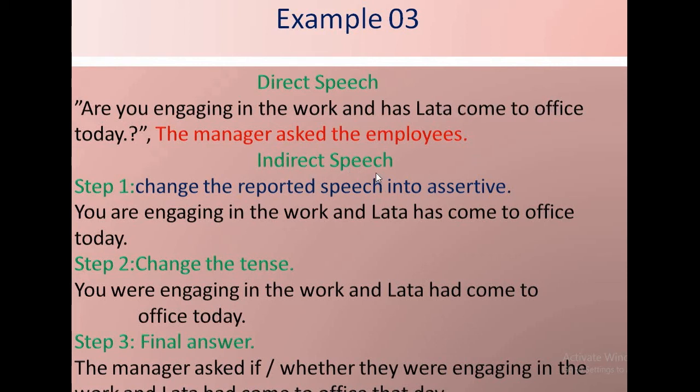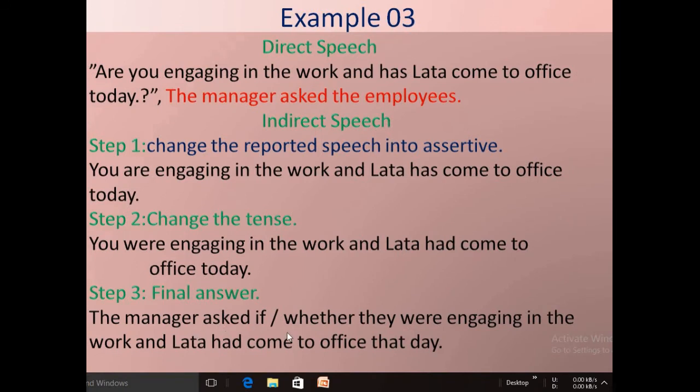What is the indirect speech? Let us see. Step number 1, change the reported speech into assertive. Here, you are engaging in the work and Lata has come to office today. There are 2 tenses in this reported speech. First one is present continuous tense. Another is present perfect tense. Step number 3, final answer. The manager asked if or whether they were engaging in the work and Lata had come to office that day.